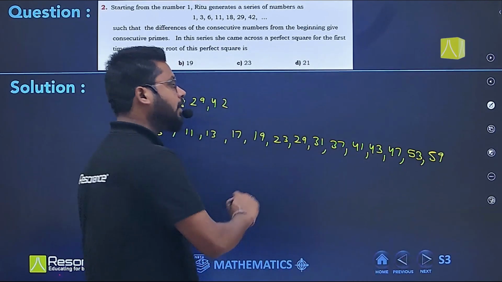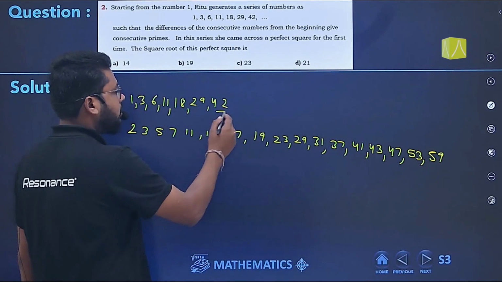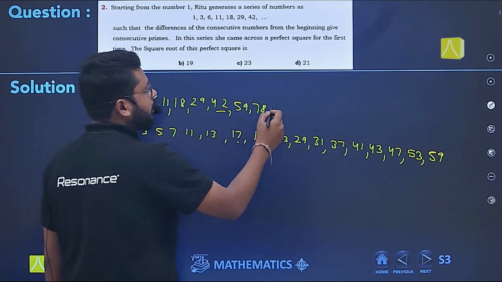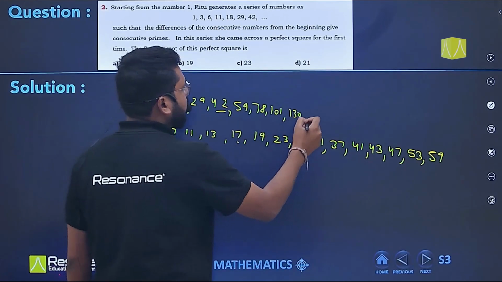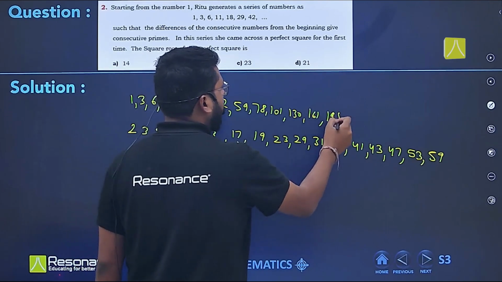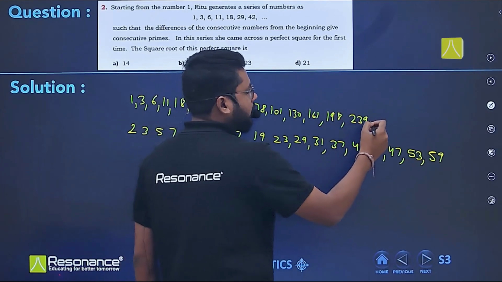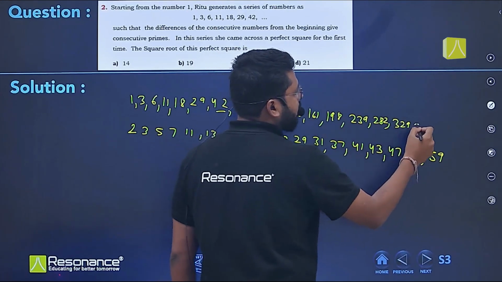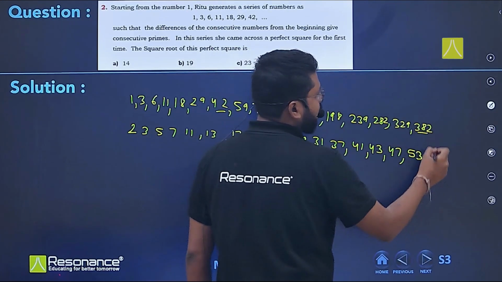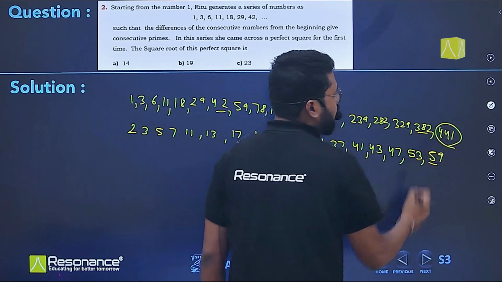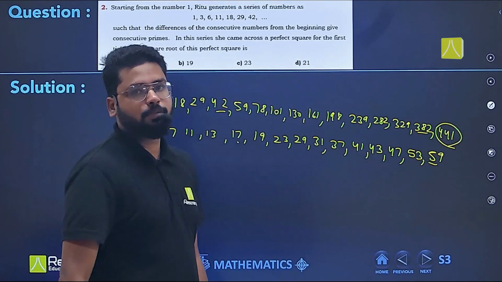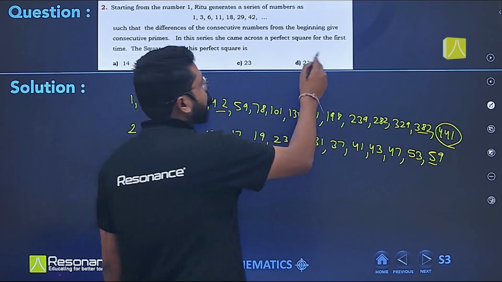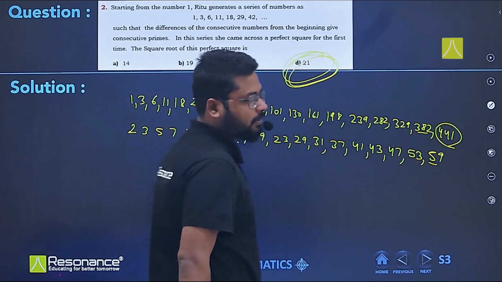We'll check till 59. So 42 and 17 is 59, 59 and 19 is 78, 78 and 23 is 101, then 130, then 161, then 198, then 239, then 282, after that 329, then 382, but 382 and 59 will be 441. This is the first perfect square number in this series, and we know that 441 is the square of 21. So our answer is 21.